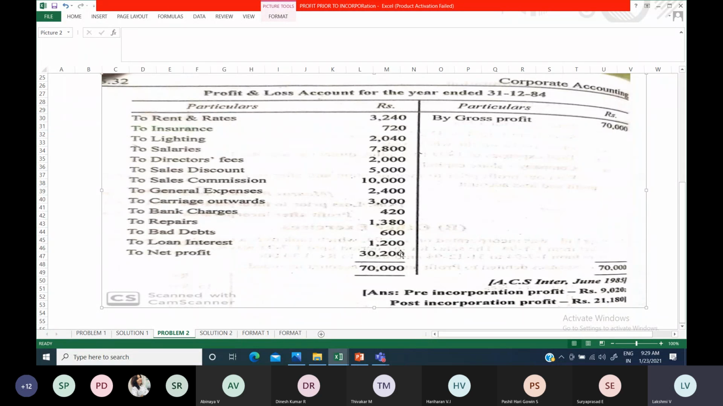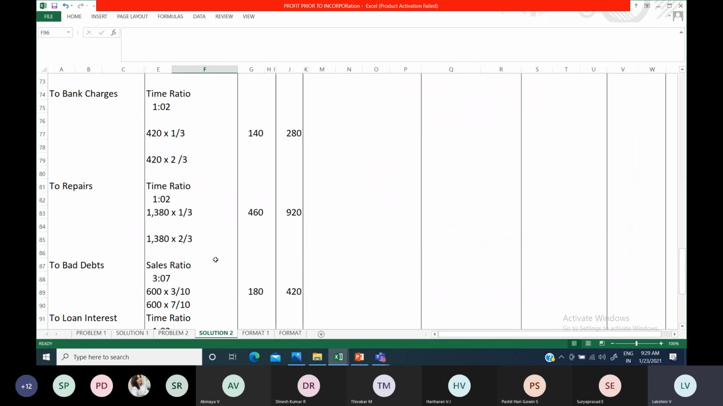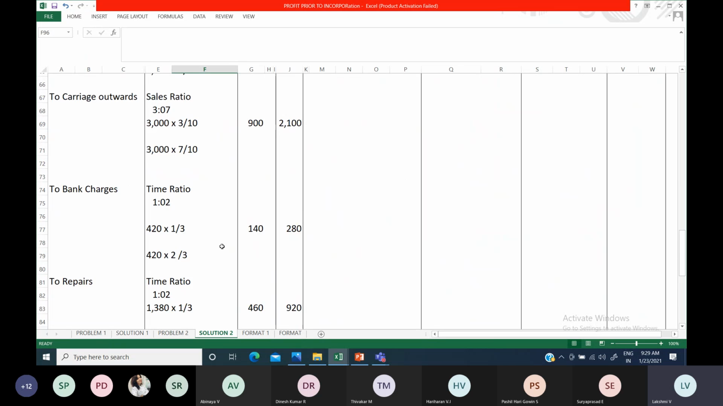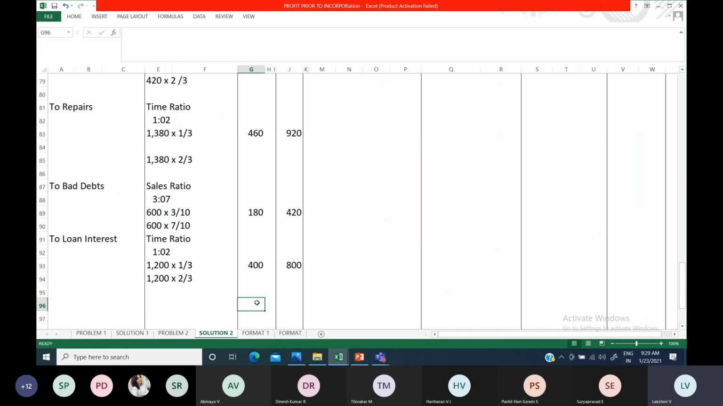Actually, that same 30,200 only is the net profit we get in total. But we want to know the pre-period amount and post-period amount, the pre-column amount and post-column amount. The profit here is profit prior to incorporation, before the date of incorporation, whatever profit you get for the pre-column. Whatever profit you get in the post-column is the net profit which is available for distributing as dividend to the shareholders. You can utilize it for your company.